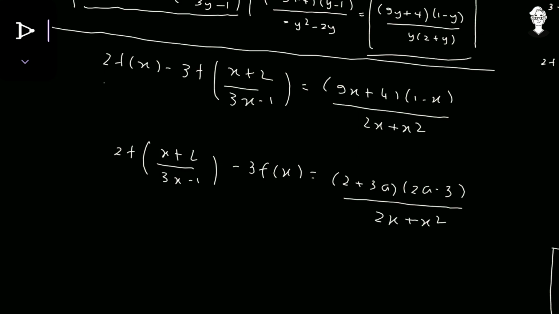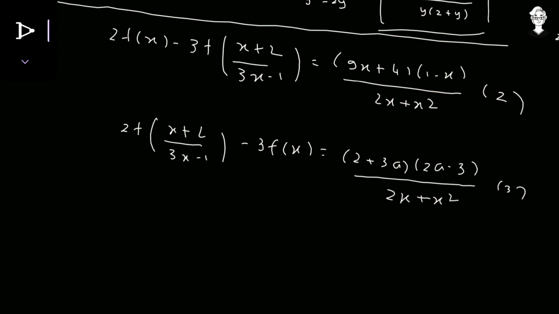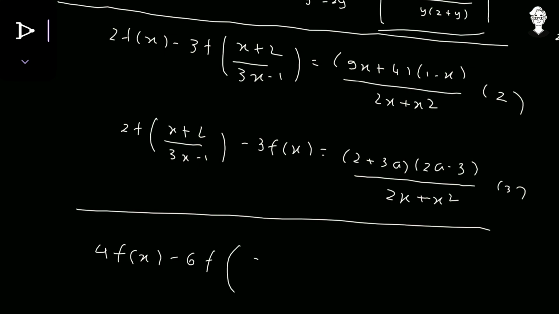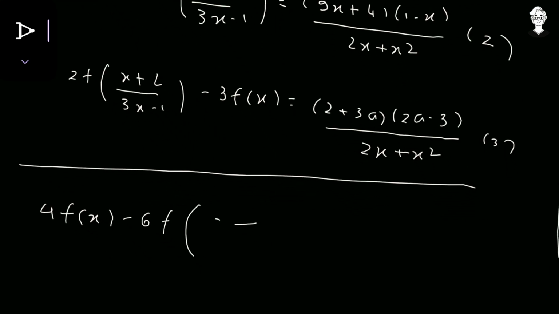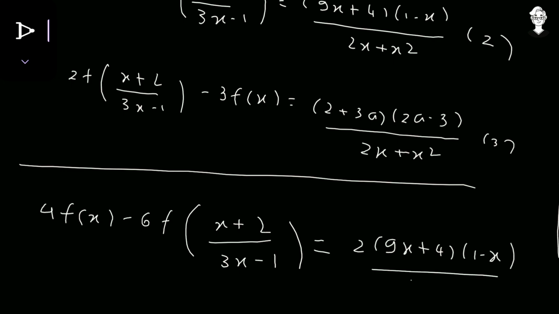Now what we have to find is the value of f of x, and in these two equations we can see f of x is present, and what we do not need is this particular thing, and we can see that these two things are common. So what I will do is just multiply 2 in the first equation and 3 in the second equation and add these two equations. So 2 in the first equation will give me 4 times f of x minus 6 times f of x plus 2 upon 3 times x minus 1. So let it be clear over there. So the numerator is x plus 2, and in the denominator we have 3 times x minus 1, and that is equal to 2 times 9x plus 4 into 1 minus x, and in the denominator 2 times x plus x square.